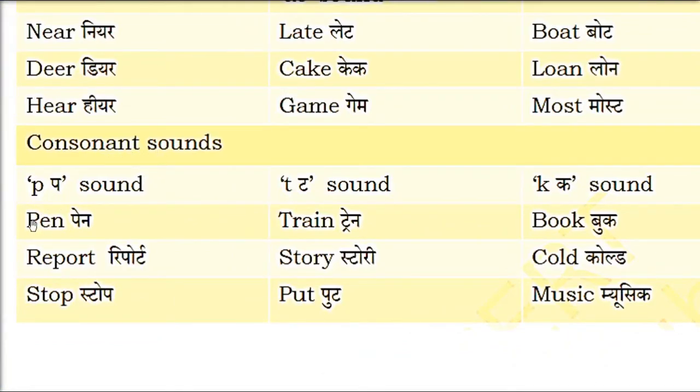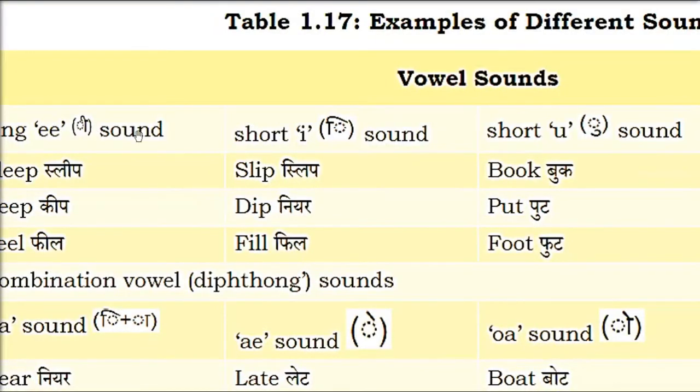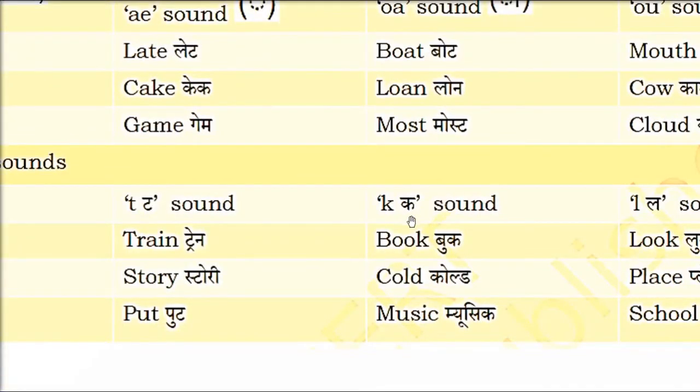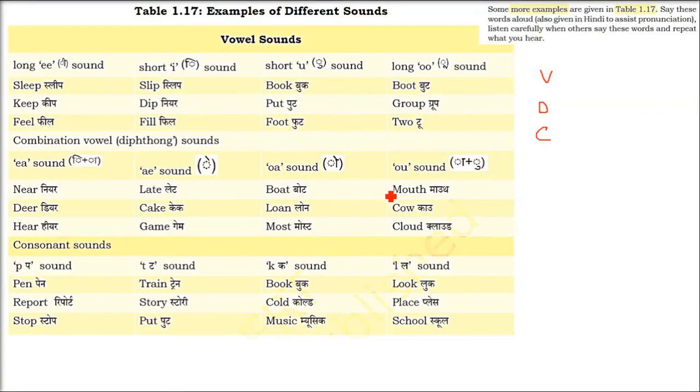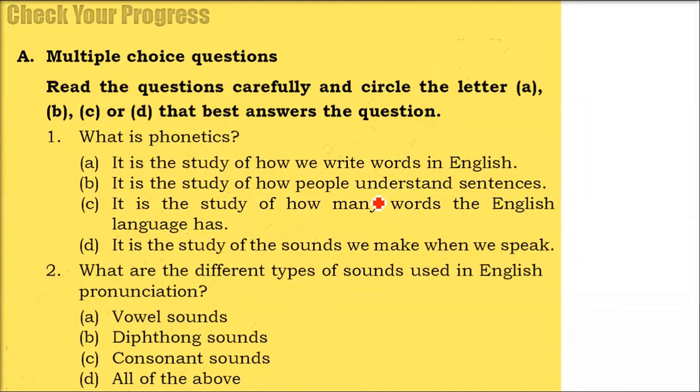Now coming to consonant sounds. Consonants are simple sounds. Pa, pa, pa. P, now it takes the E, so pen. Report, stop. Then you have train, story, put. The main sound is T. Then you have the K sound: book, cold, music. Then you have the L sound: look, place, school. So you are giving thrust on these words.